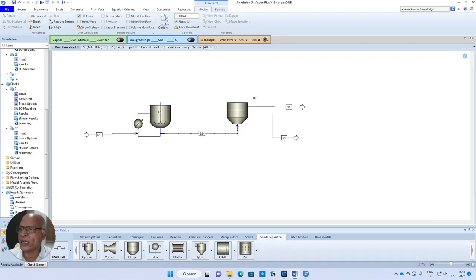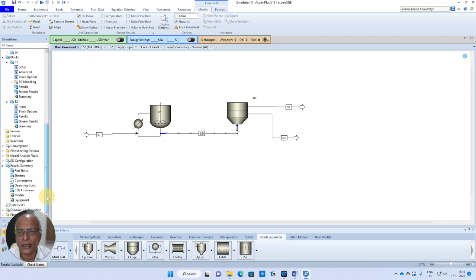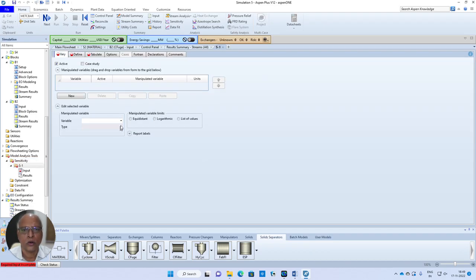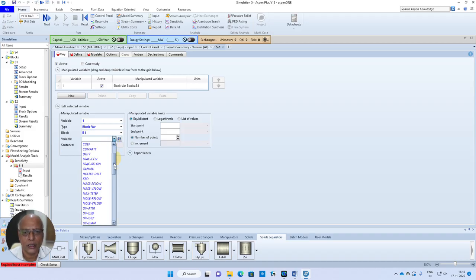Of course, there is another small issue that we would like to see. We would like to do a sensitivity analysis to determine the effect of temperature on the formation of crystals. Now let us try to add that model also. Model tools, sensitivity, say new. So what is the variable we would like to vary? The temperature of the crystallizer block, which is B1, and the variable is temperature.